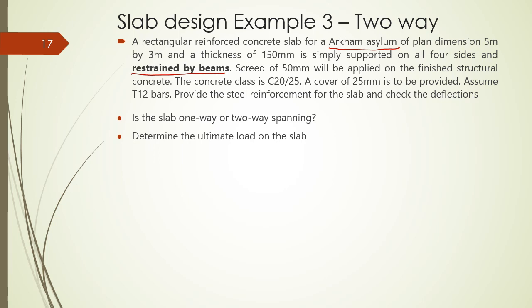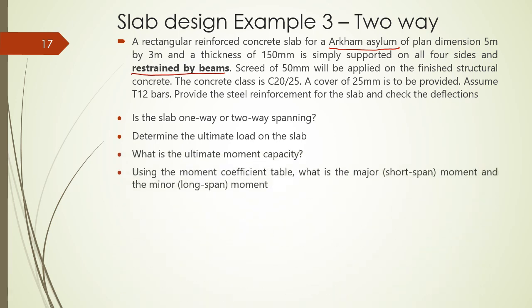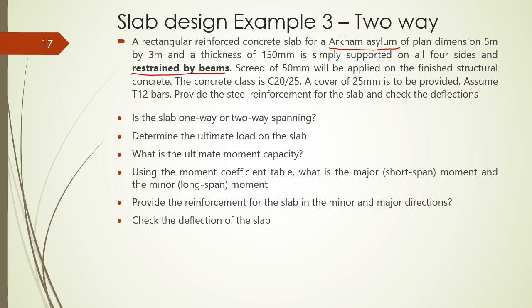The procedure will follow the last example. We'll establish if this is a one-way or two-way spanning slab. We will determine the ultimate load on the slab, get the ultimate moment capacity, then we'll use the moment coefficient table to determine the major and minor moments, then provide the reinforcement for the slab in the minor and major directions. Then we'll verify that the deflection of the slab is below the limit provided.